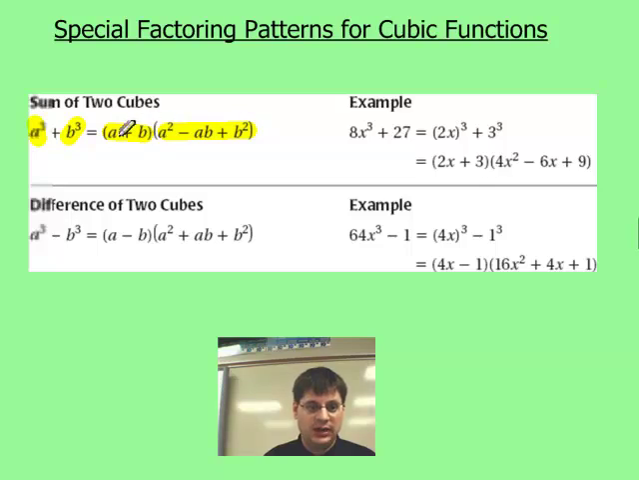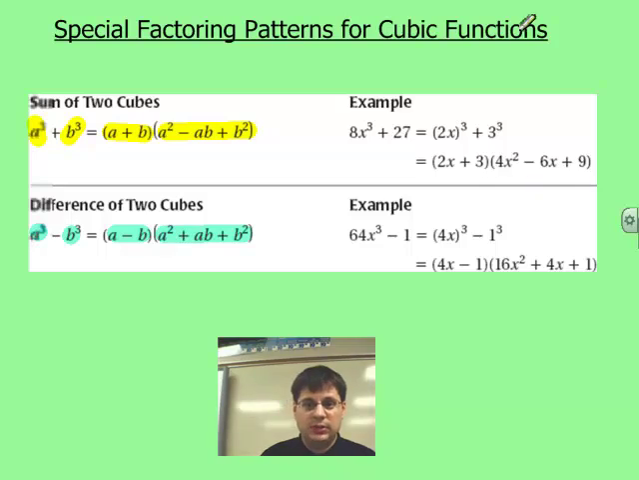So here you just have a and b, and then a and b are squared, and in the middle we have ab. The tricky thing can be the signs. What is the pattern on the signs here? Because I noticed that when we do subtraction, a cubed minus b cubed, we get a minus b, and then a squared plus ab plus b squared.